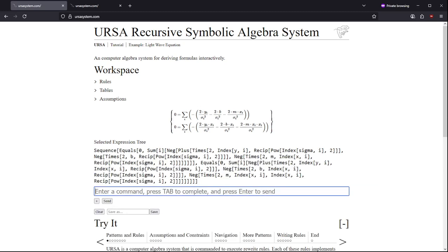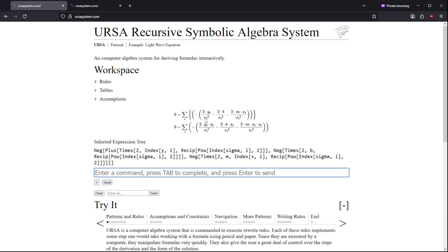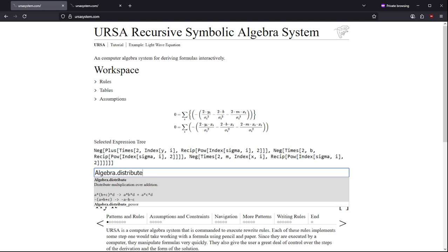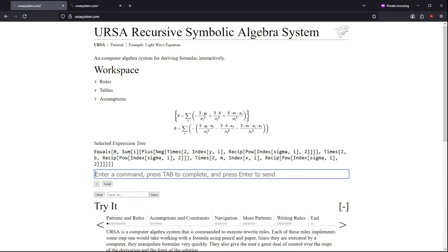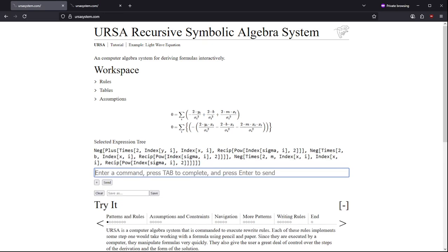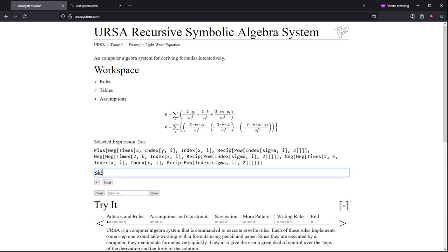Now I'm going to clean up both of these a little bit more. The first thing that I'm going to do is we have a sum of the negative of the sum of a bunch of terms, and I'm going to use the distribute rule to distribute that negative inside of this sum and then simplify it. And then I'm going to distribute this negative inside and then simplify it.